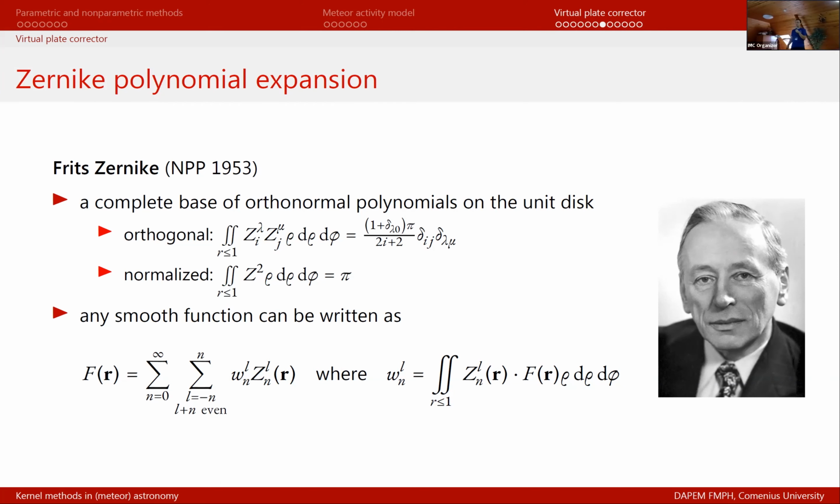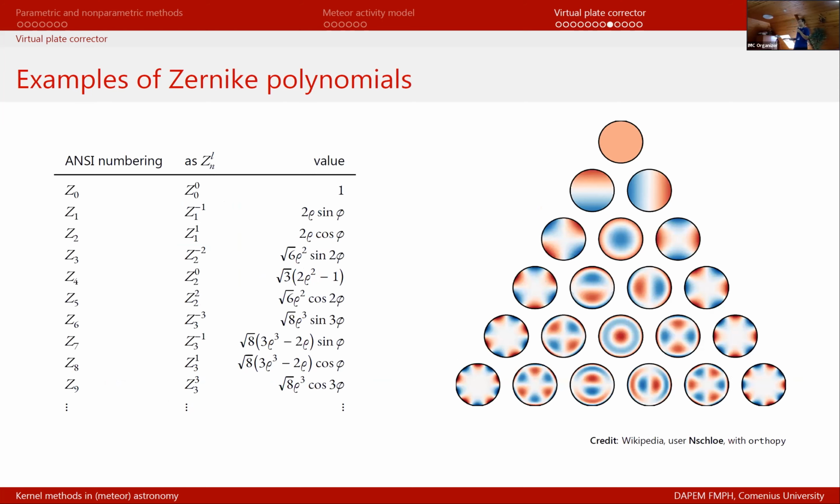that form a complete base. So each smooth function can be written as a sum of Zernike polynomials with some coefficients that can be determined simply by taking the inner product. Again, I'm going to spare you the mathematical details. They look like this. The simplest one is just a constant function, and then they grow more and more complex.